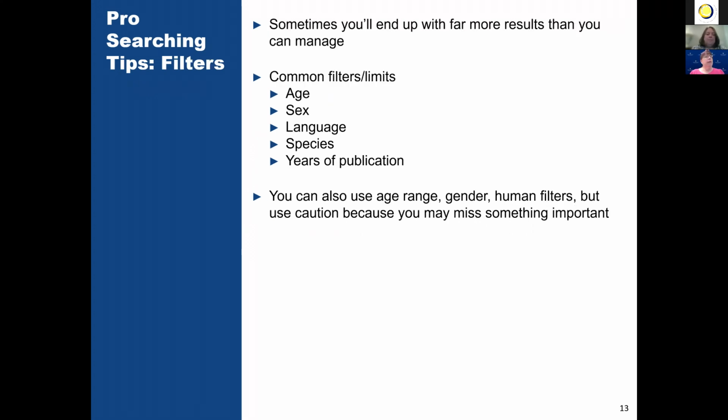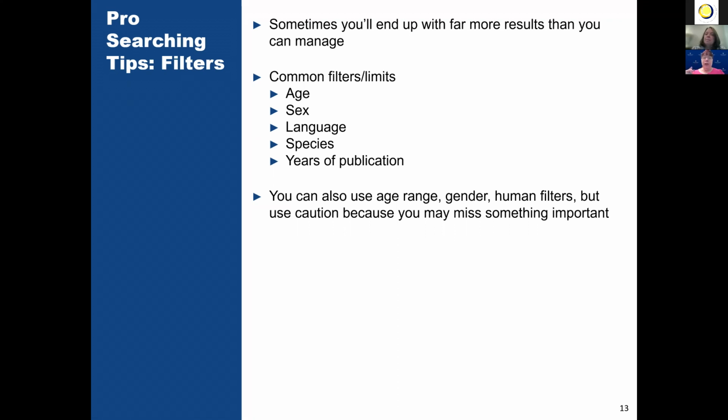And then finally, even with all of this, you may wind up with more results than you can manage. So you might want to use filters. And PubMed has some built-in filters. One of them is age. And I have to say, I think age is probably the most underused filter because people use words like pediatric or geriatric. And you'll get articles, but the problem is pediatrics and geriatrics is the specialty.